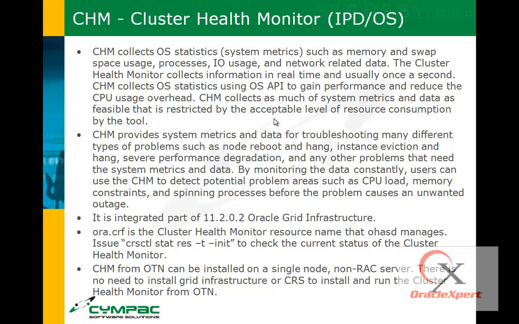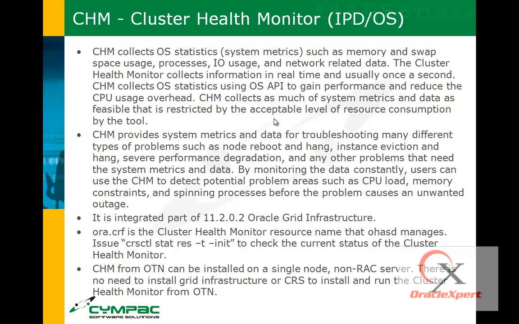CHM collects operating system statistics using the OS API to gain performance and reduce the CPU usage overhead. CHM collects as much of system metrics and data as feasible, restricted by the acceptable level of resource consumption by the tool. Meaning, what level of detail is to be captured can be configured, called the log level. So you can configure at what detail you want to capture. By default, it is set at a normal level. You can do a more verbose capturing, but if I say capture detailed logs, then what will happen? There will be an extra overhead on your machine.